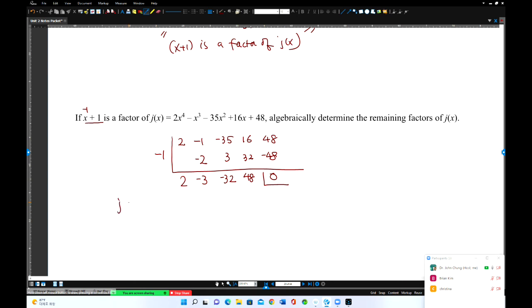So j of x equals 2x to the 4 minus x cubed minus 35x squared plus 16x plus 48 can be factored this way: x plus 1, but the other one, we don't know. We just got that this is a factor, right? But the other factor, where is it? Here. Because remember, 4 minus 1 is a cube. This is 2x cubed minus 3x squared minus 32x plus 48. That's the other factor.